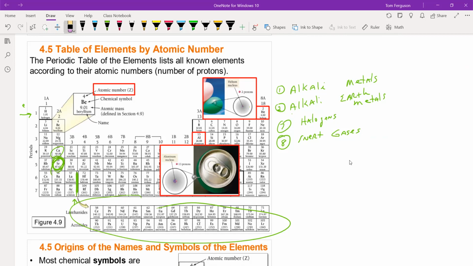Okay, the first one is the alkali metals. That is this one here. Everything in that column chemically acts the same. So notice we have hydrogen, lithium, sodium, potassium, rubidium, etc. Those all have the same characteristics. So if they form an ion, they all form an ion. If they form a +1 ion, they all form a +1 ion.